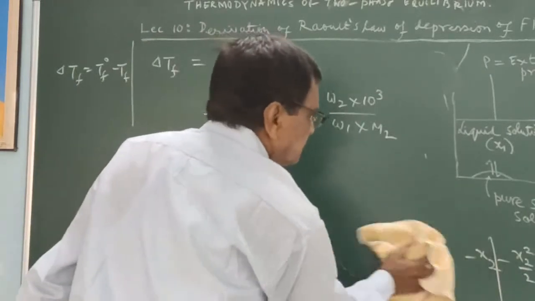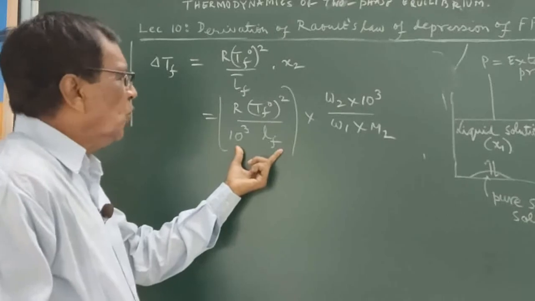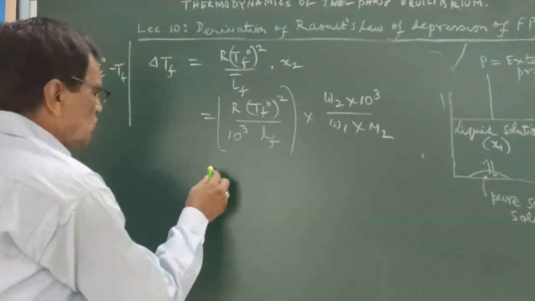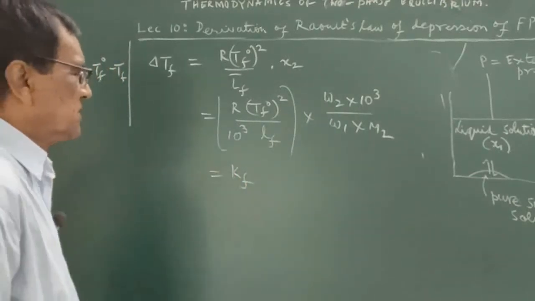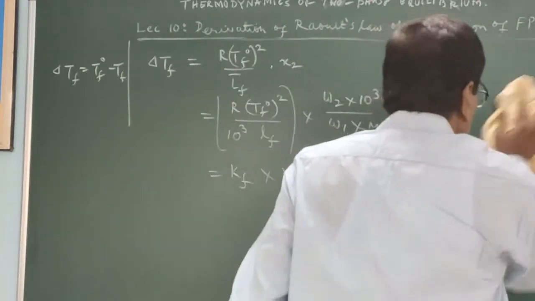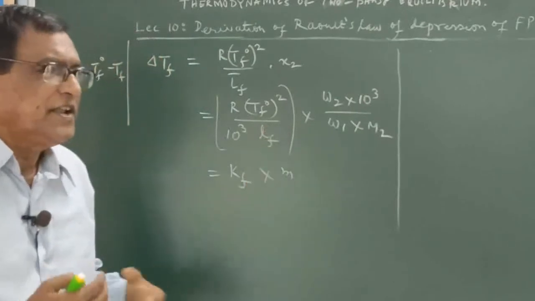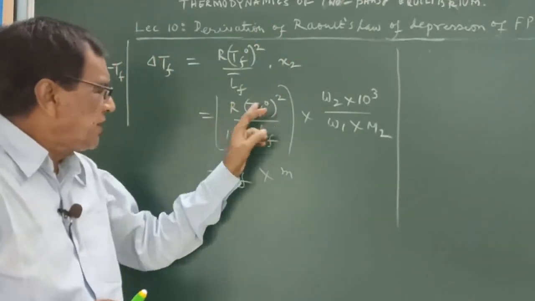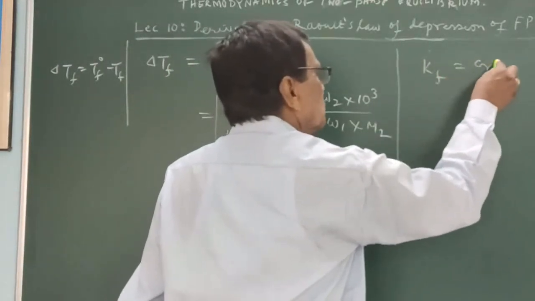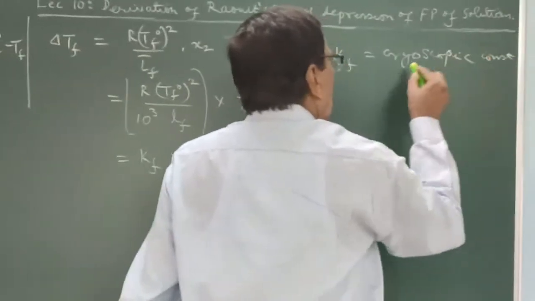So this term is constant and depends only on the nature of the solvent, its characteristic properties. So this is the property of the solvent. This one is taken as the cryoscopic constant, and this one is the molality. While we are deriving this relation, Raoult's law, we automatically get this expression of Kf in terms of the properties of the solvent. And this Kf is called the cryoscopic constant of the solvent.